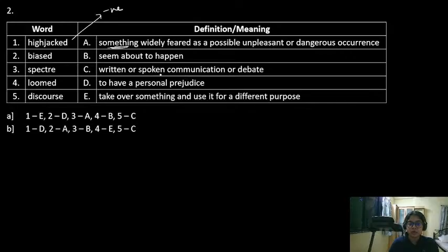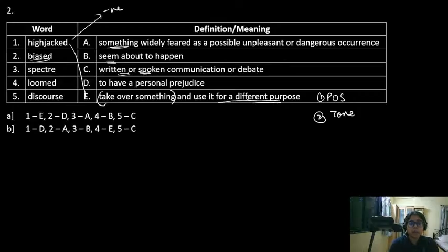A is not a verb. B is a verb but not really negative. C is not a verb again. D is not a verb again. E is a verb. To take over something is a verb. It's an activity, and to use it for a different purpose. Okay. Again, something that's negative, to take over something and use it for something else. Okay. It's terrorizing somebody or controlling somebody. So one clearly should match with E. On what hints? On part of speech and on tonal basis, on tone. So one has to match with E.